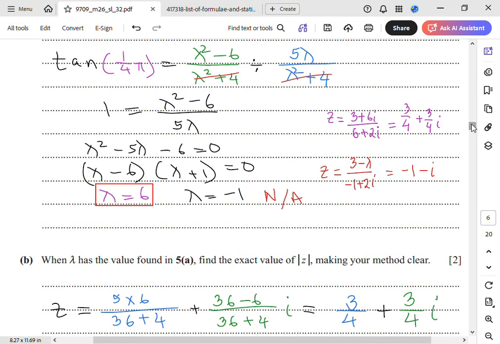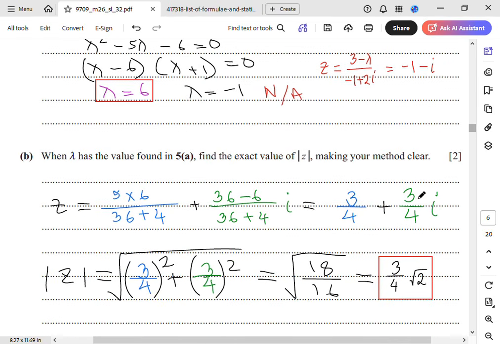So how do I find the absolute value of this? It's the root of the real part squared plus the imaginary part squared. So it's the root of (3/4) squared plus (3/4) squared. So it simplifies to 18 over 16, right? So you can square root 16.